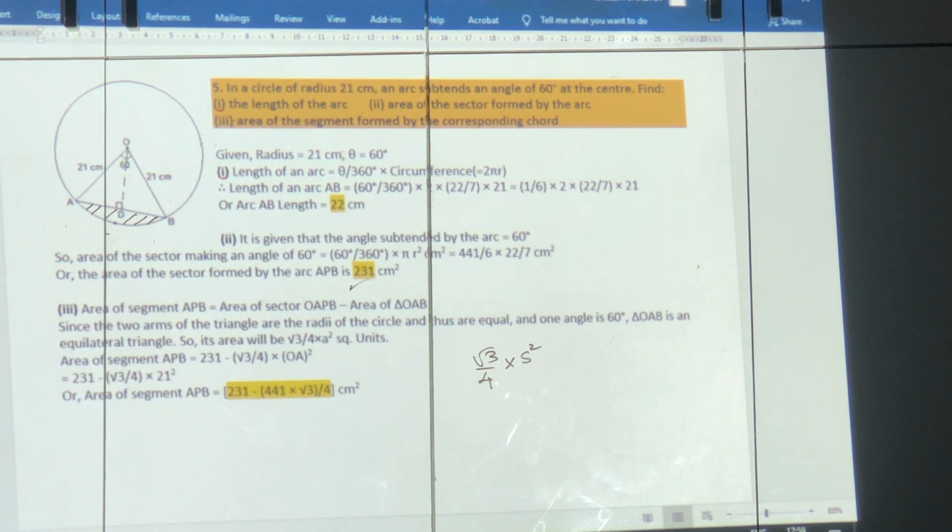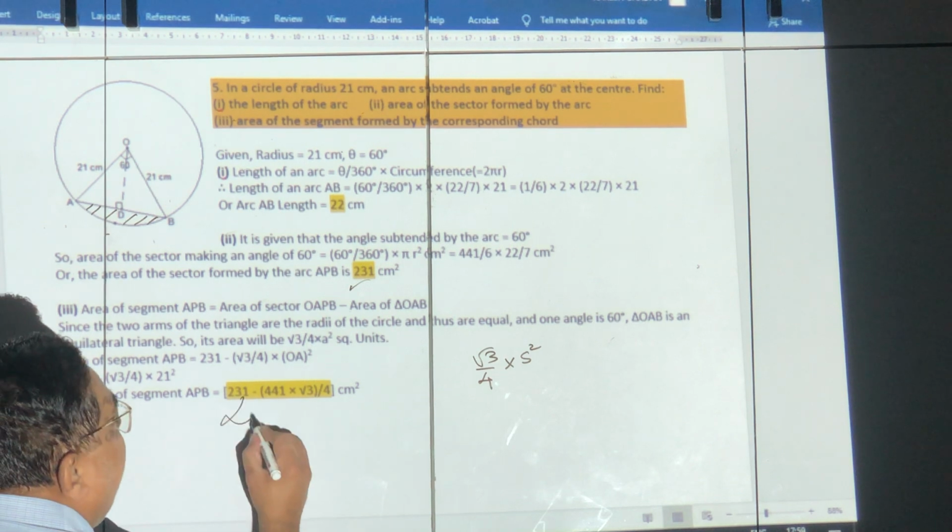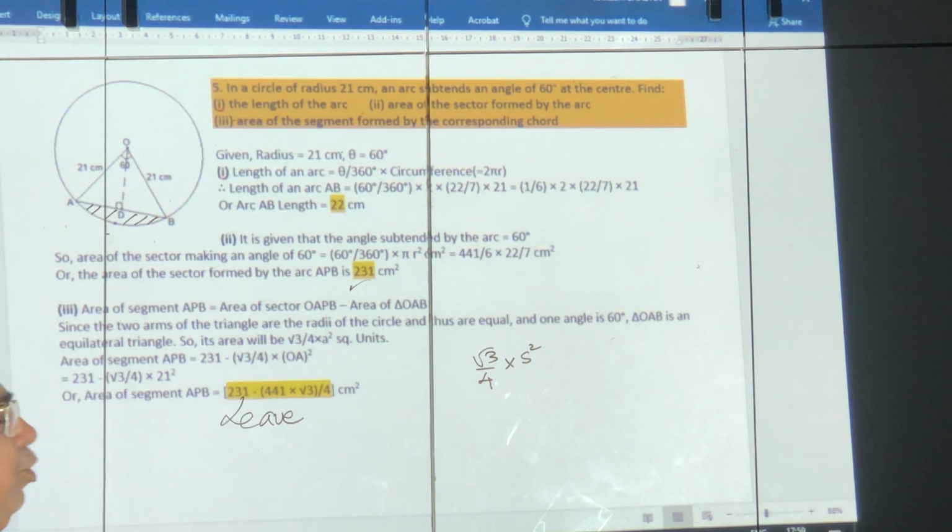Learn your formulas. Life will become easy. Otherwise, half base into height, you will waste your whole life for 1 mark. Okay? And minus the 2. From 231 you minus this. Now we can't minus. Leave the answer like this. Don't show your smartness. We cannot calculate. For 1 mark we can't give our life. Leave the answer like this only.